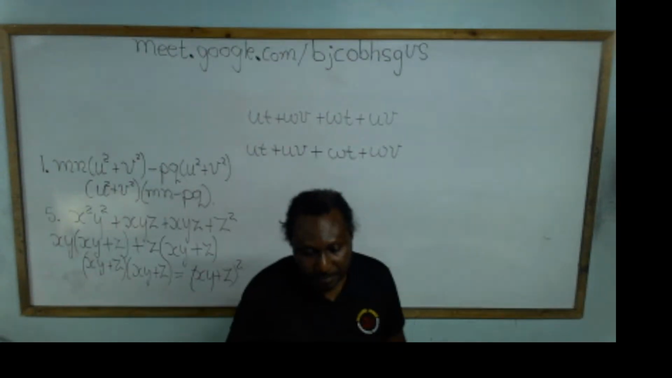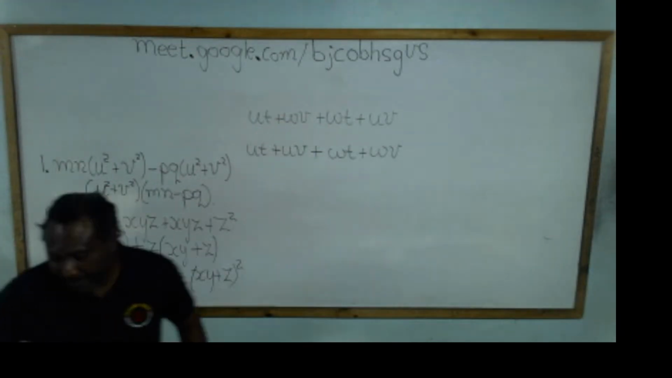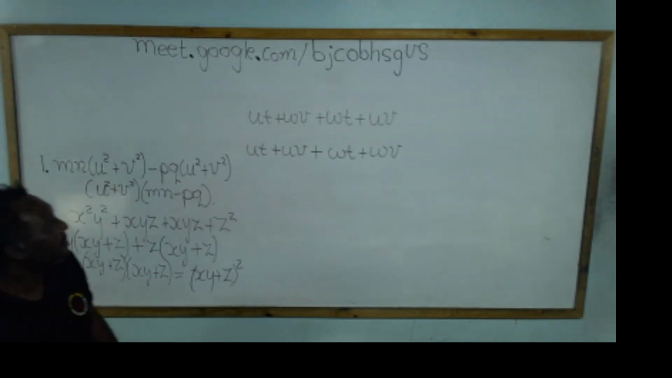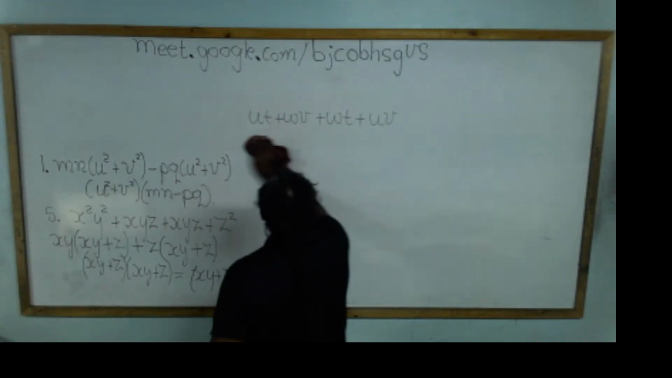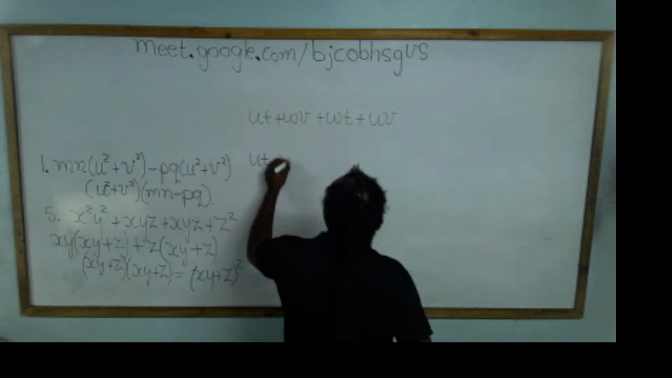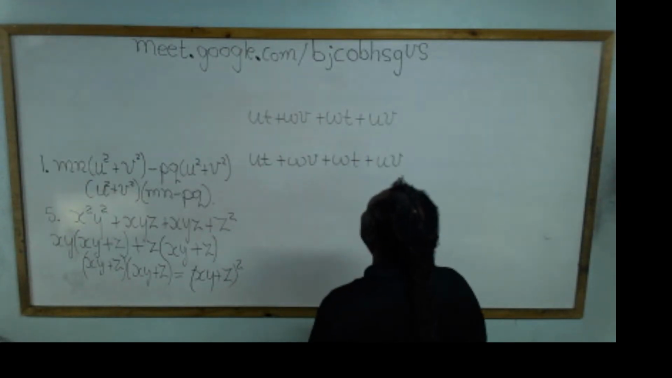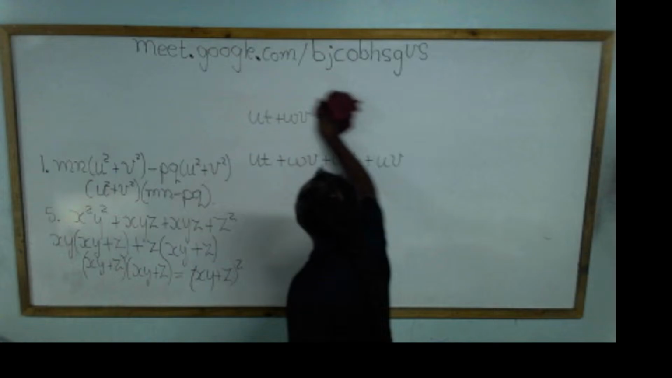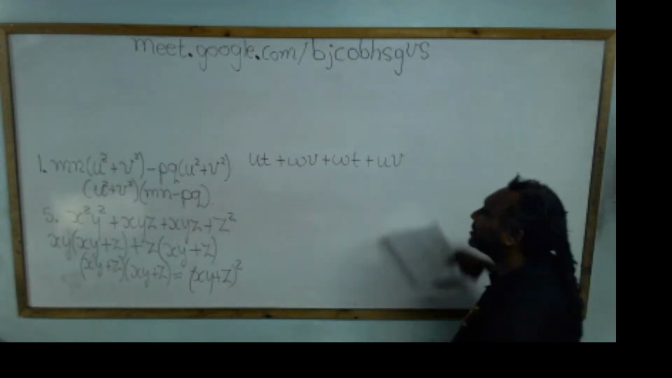Let me see if that is visible. No. The bright light is on the first part, so I'll have to drop that down lower. Let me see. Okay. So I'm going to write it over. So we have UT plus WV plus WT plus UV. So yes, that's the problem. What are we going to do? Yes, we're going to factorize that. But we'll have to rearrange it, because we don't have any common factor here.